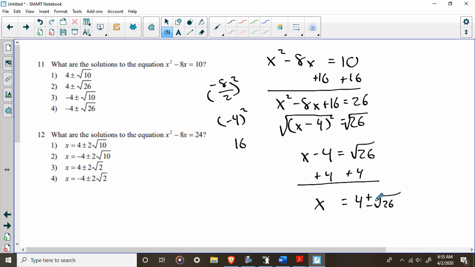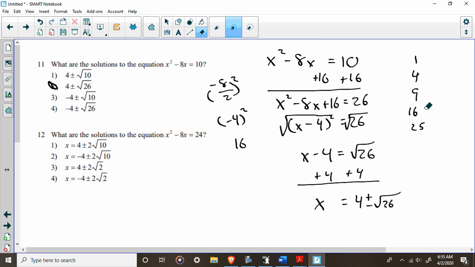Okay, plus or minus, things that become part of your kind of normal language. Now, that is in simplest radical form. We can't simplify the square root of 26 any further. There are no perfect squares that go into 26, right? So going through your perfect squares, 1 does, but it doesn't really help us. 4 doesn't go into 26, 9 doesn't go into 26, 16 doesn't go into 26, 25 doesn't go into 26, so you can stop right there, okay? So again, what is this? 4 plus or minus the square root of 26, okay?